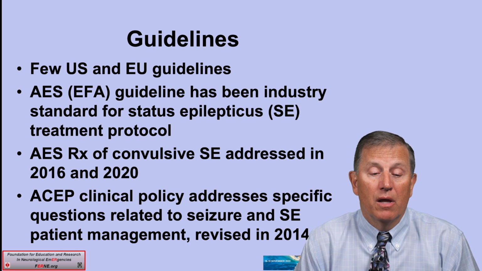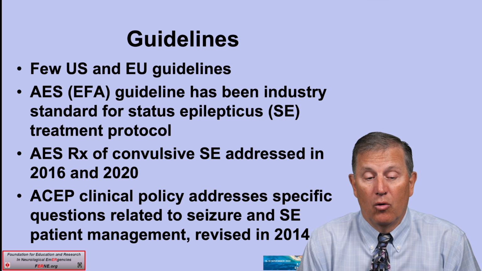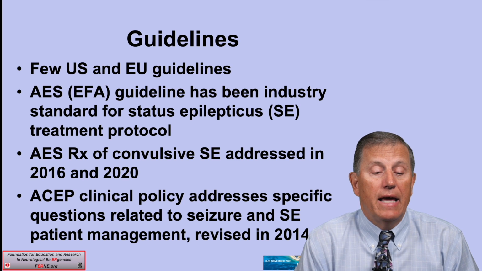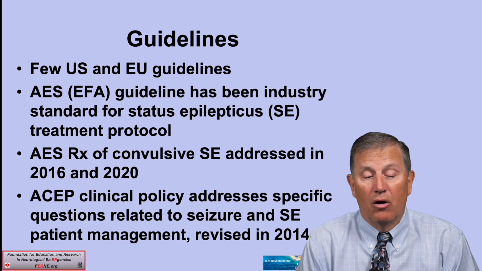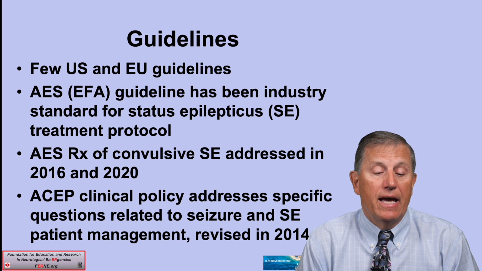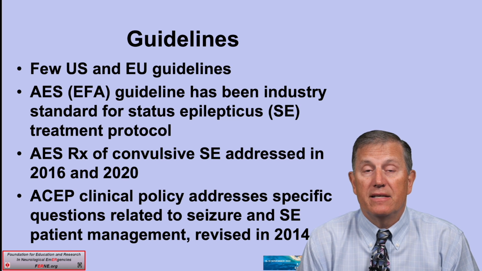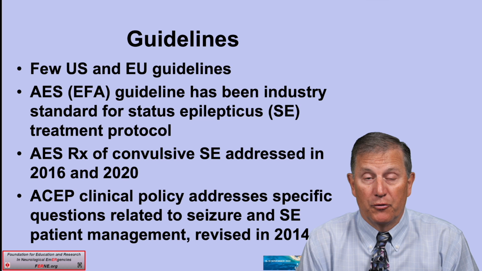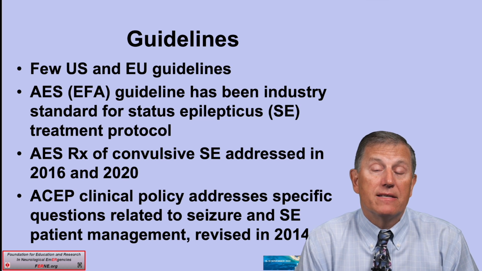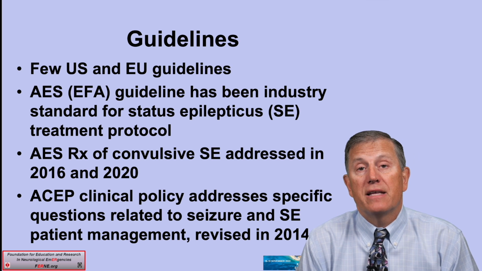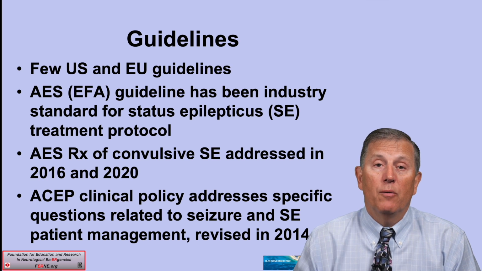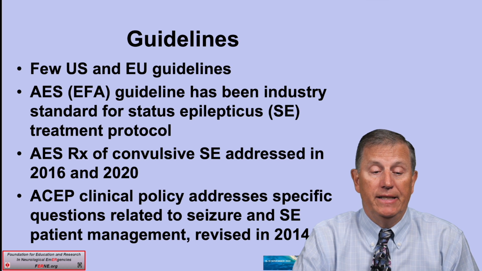Regarding guidelines, there actually are few US or EU guidelines. The AES or EFA guideline has been the industry standard for status epilepticus treatment as a protocol for decades. The AES treatment of convulsive status epilepticus addressed in 2016 and 2020 are optimal treatment strategies, and the ACEP Clinical Policy addresses specific questions related to seizure and status epilepticus patient management and was last revised in 2014.